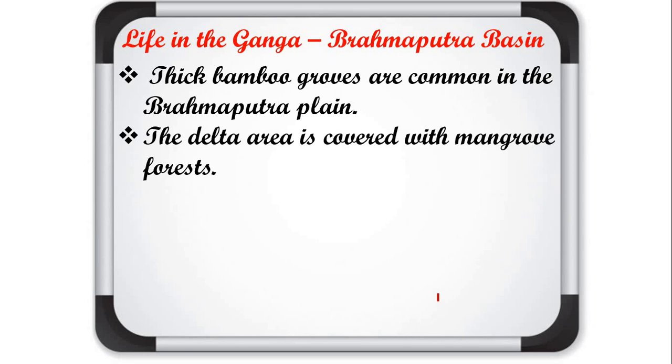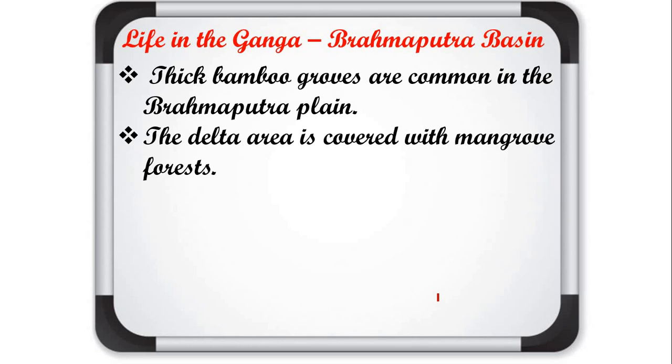Friends, in this chapter two different words are used: basin and delta. These are very important terms, and you must know the meaning of them. Basin, I have already told you, is the area which is drained by a river. And what is delta? Delta is actually the area in which the river deposits all the material carried by it.